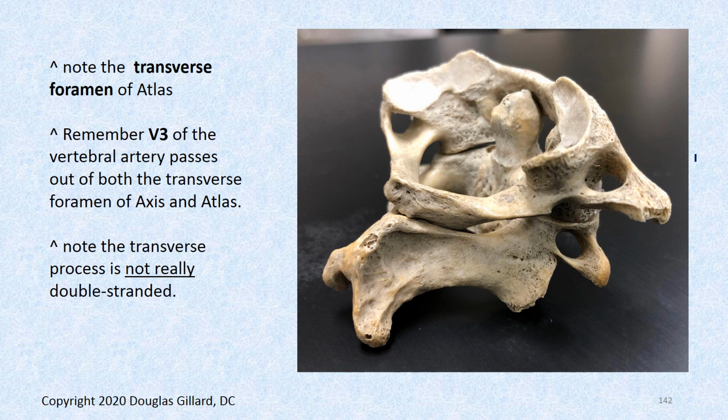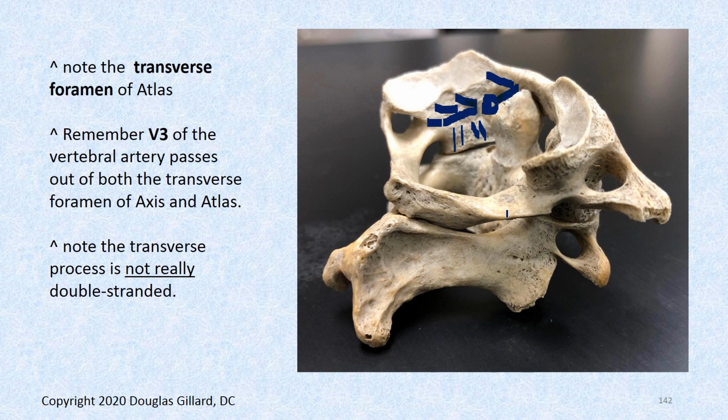Okay, why draw it when we can look at it for real? So here's the atlas sitting on axis, C1 sitting on C2. There's the anterior arch. There is the lateral mass, which is made up of the superior articular process. Pars would be right about there. So all that is superior articular process. All this, inferior articular process. Colliculus atlantis is right here.